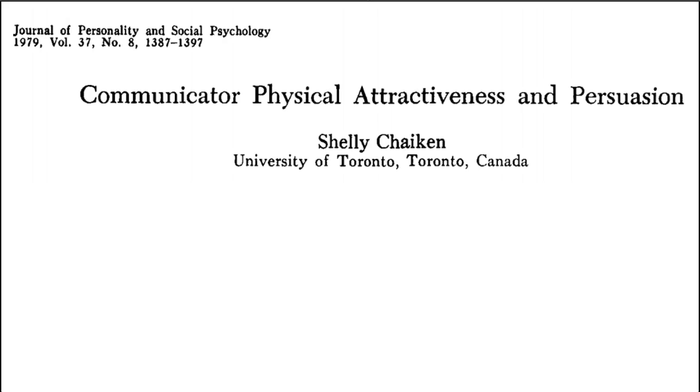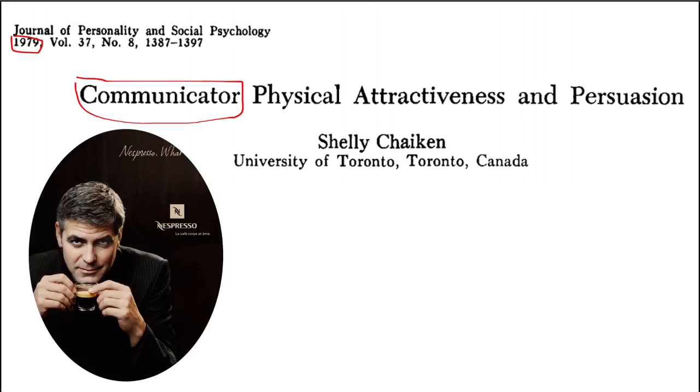This is about how the attractiveness of the sender, here called the communicator, influences persuasion. What Shelly Chaiken found in the study of 1979, which has been replicated many, many times, is that attractive people are more persuasive than non-attractive people. Think about him. He is arguably very attractive, and so he's more likely to influence us than a person, for instance, if I would sit there and drink the coffee and try to look attractive into the camera. So it matters who's sending it.